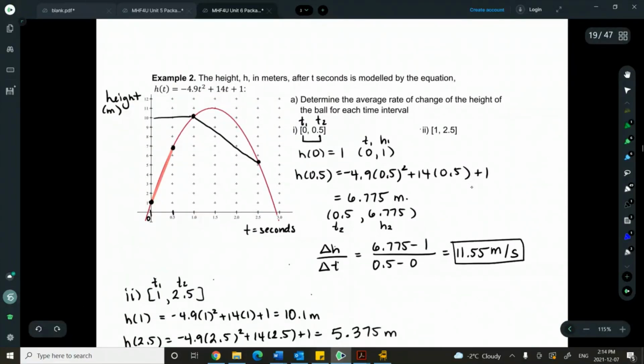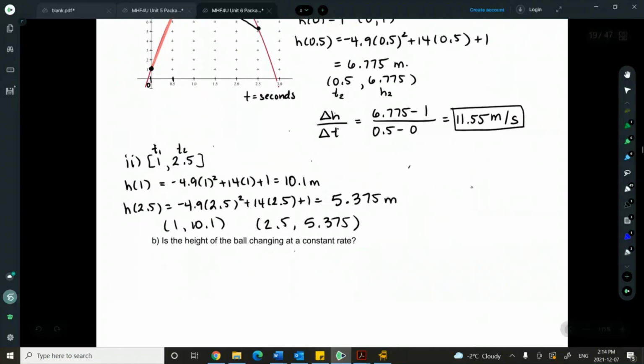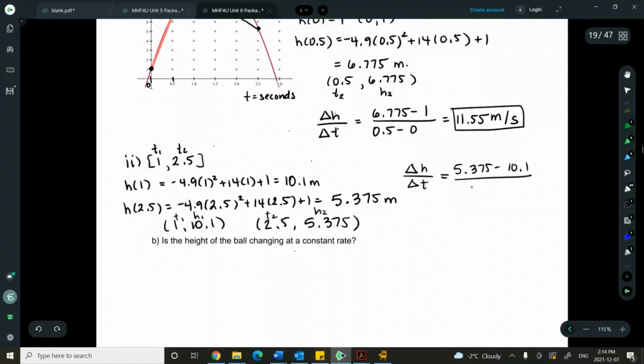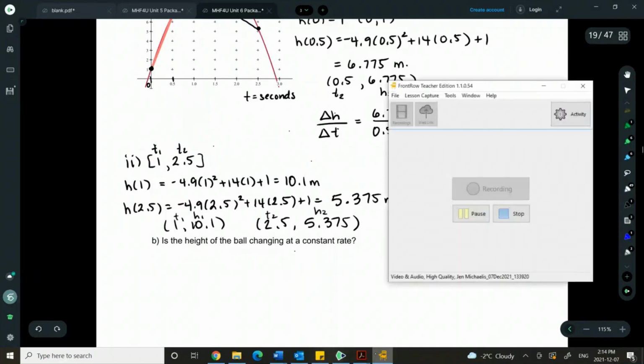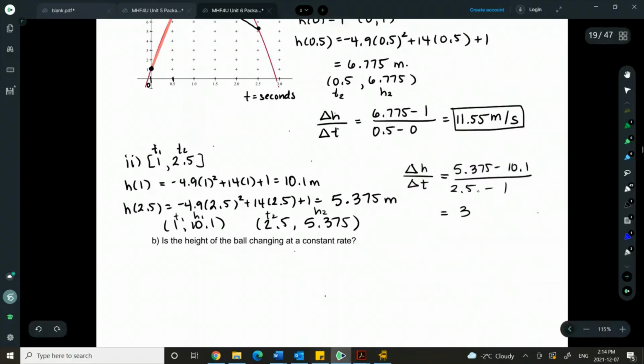We have a graph to help us with this, so look at your y coordinates, make sure that these values that we just got make sense, and let's calculate the change in height over the change in time. So let's call this T1 H1 T2 H2. It'll be 5.375 minus 10.1 over 2.5 minus 1. And that should give us negative 3.15 meters per second.